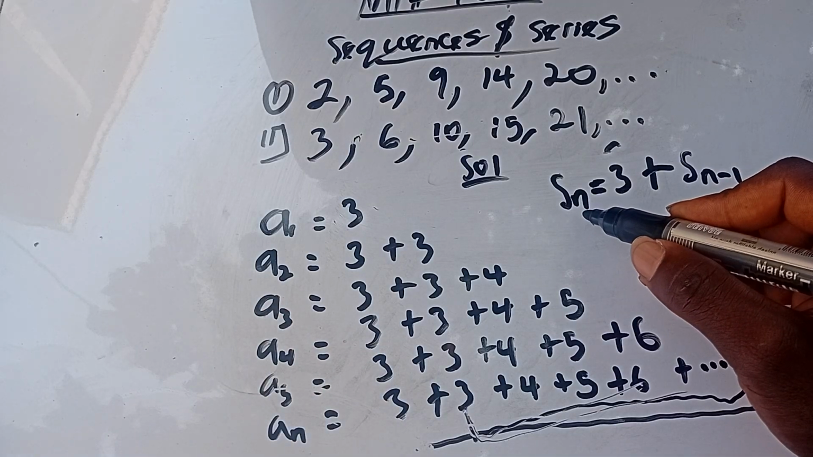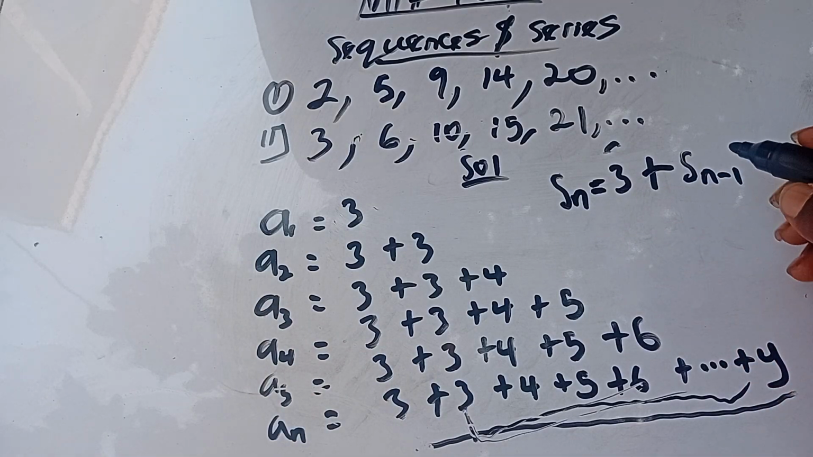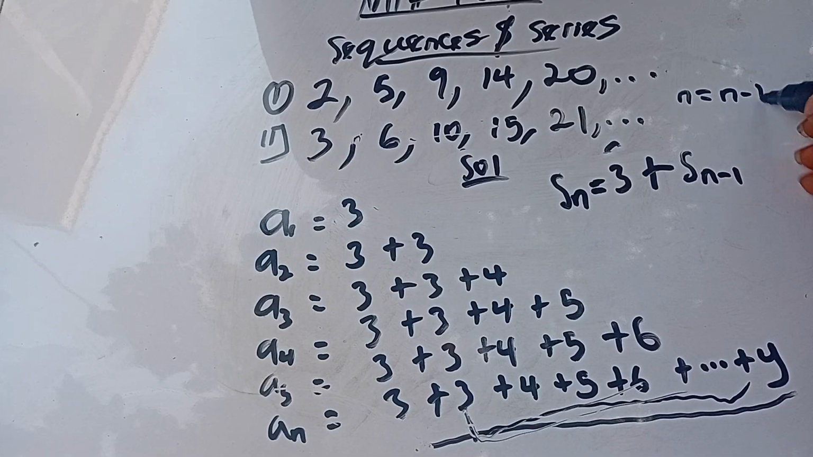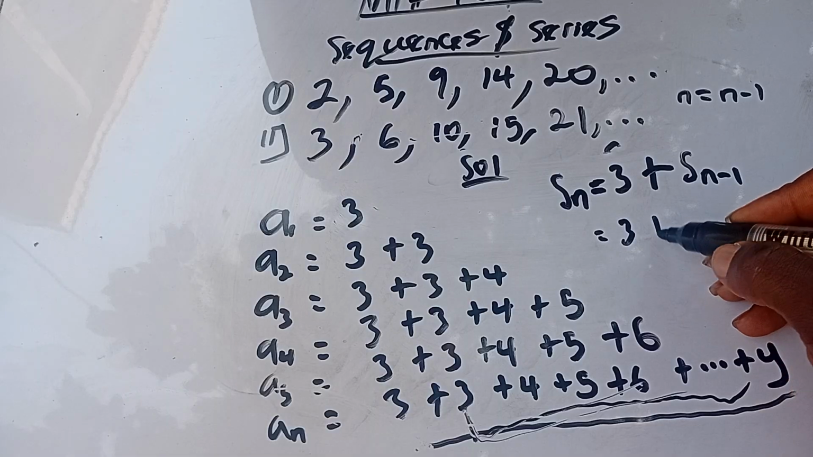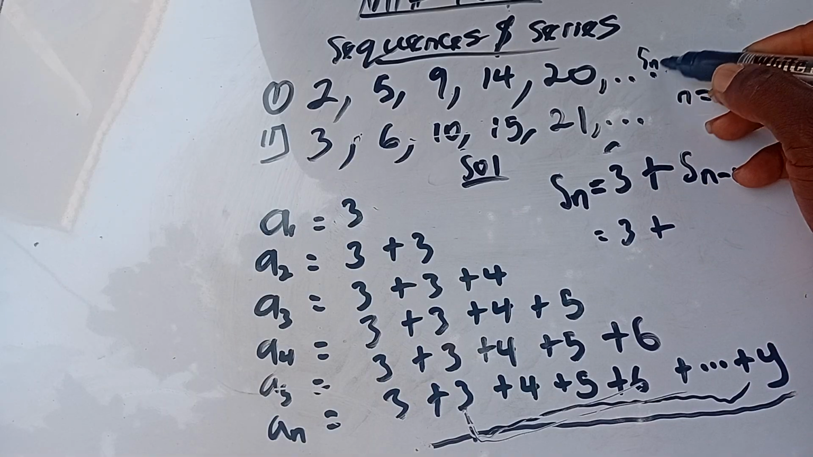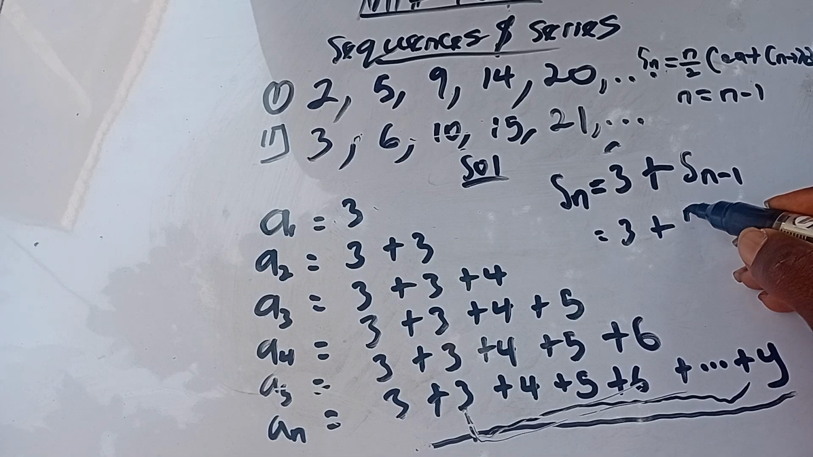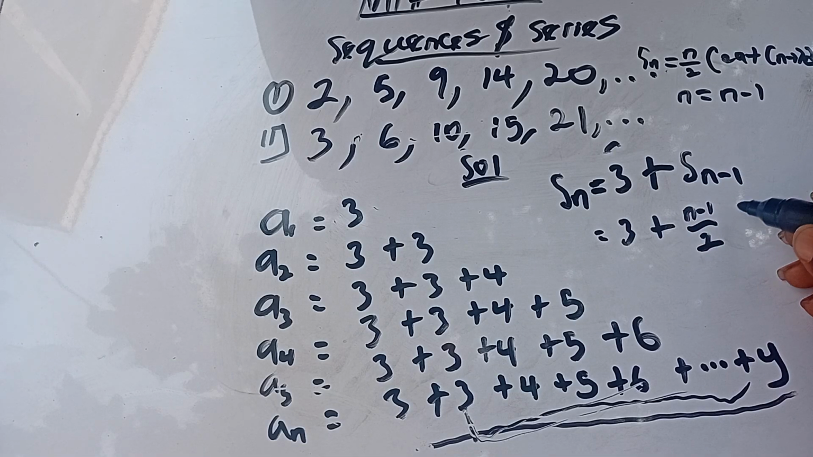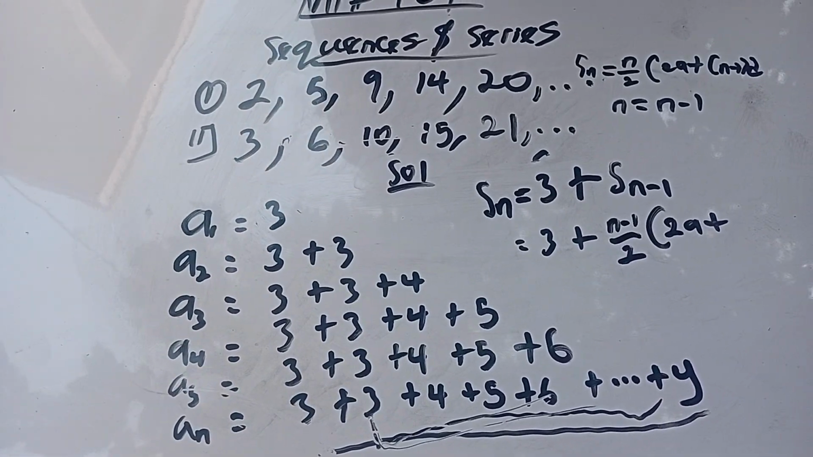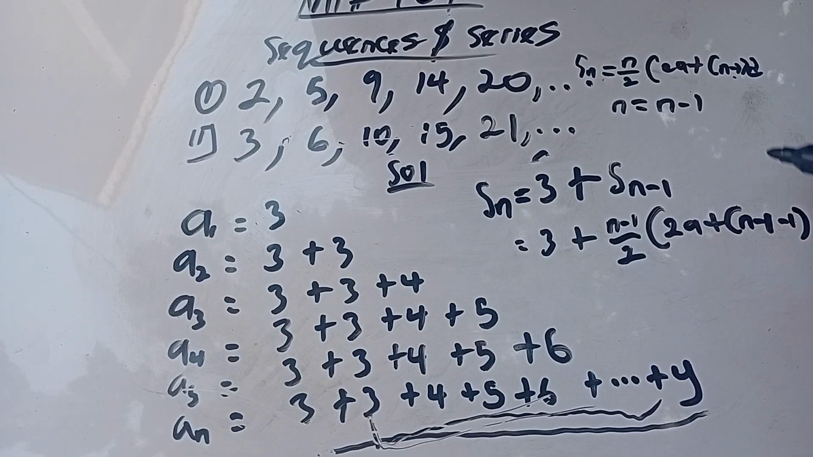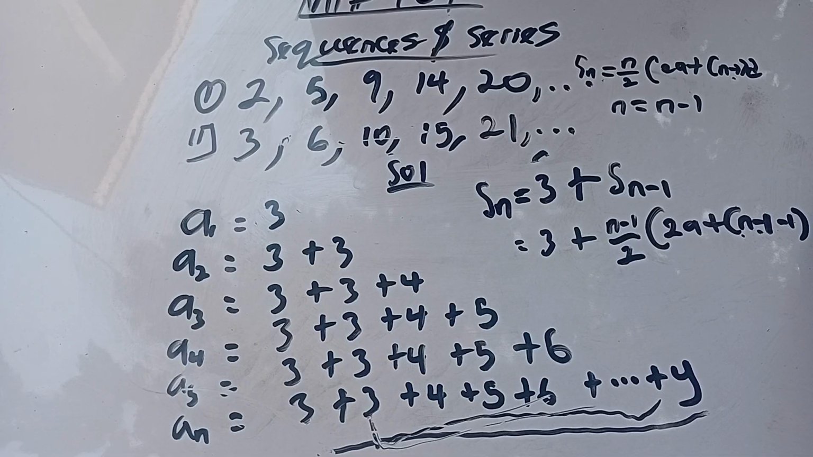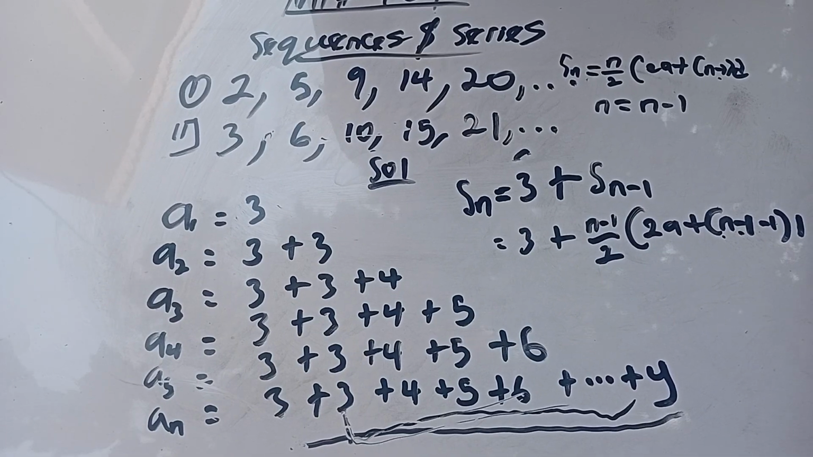So to find our Sn, it is 3 plus S(n minus 1). Wherever you see n, you put n minus 1. So our Sn is equal to 3 plus, the formula normally being Sn equals n over 2 into 2a plus n minus 1 into d. Here we use n minus 1 over 2 for S(n minus 1), into 2a plus n minus 1 minus 1. Normally it's n minus 1, but since n is n minus 1, into d. What's our d? Our d is 1, the common difference.